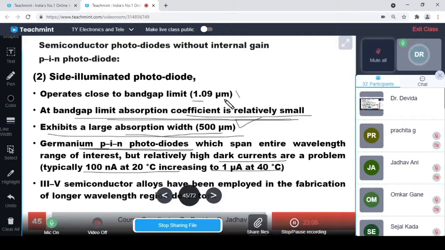Instead of germanium, third and fourth semiconductor alloys can be used. That also reduces the dark current, and we can generate a double heterojunction structure for this case also.